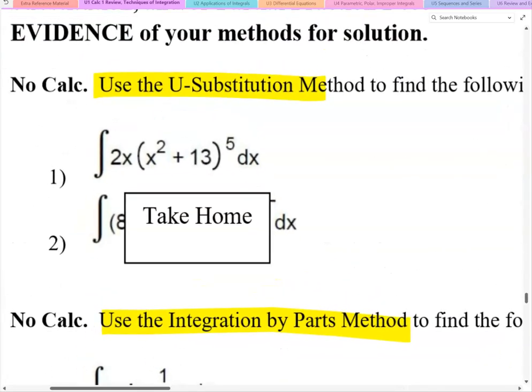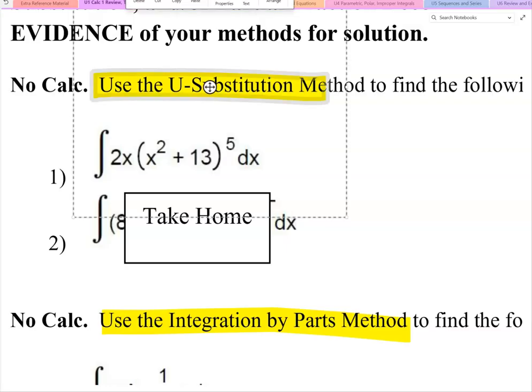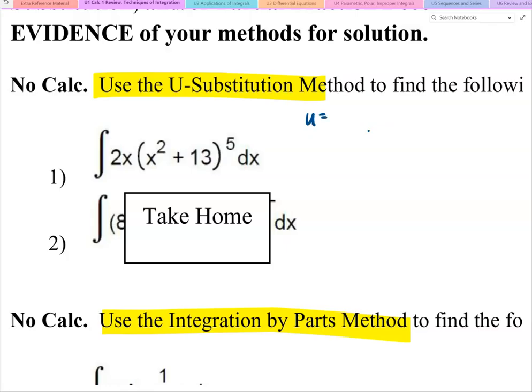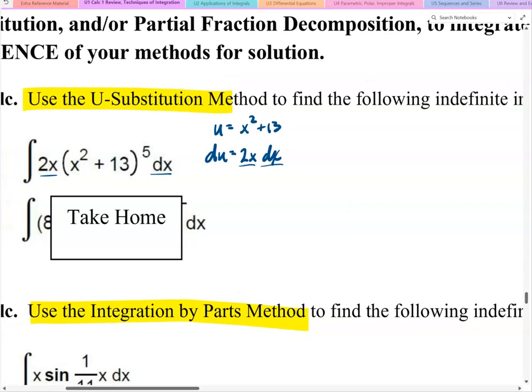Okay, in number one, we're told to use the u substitution method to find the indefinite integral, and we must identify u and du. Well, in this case, I'm going to use a u value of x squared plus 13, since that's on the inside of an inner function. So the derivative of this ends up being 2x with respect to x. Now you can isolate the dx to help you with your substitution, but since the 2x and dx is present already, I'm just going to create the direct substitution.